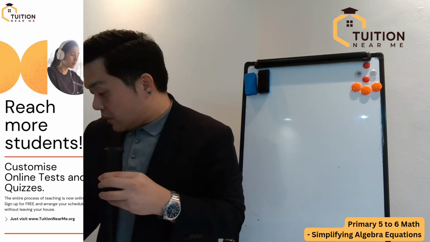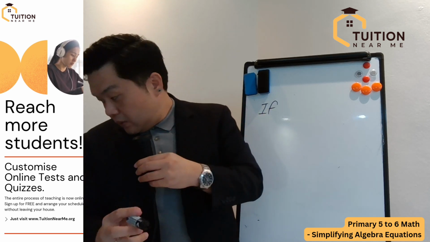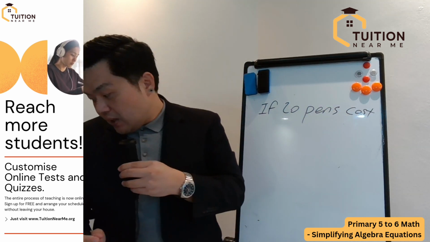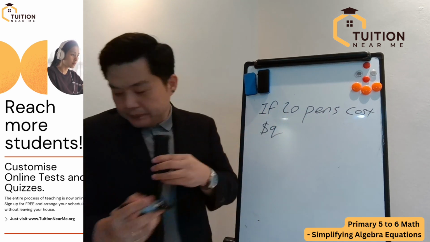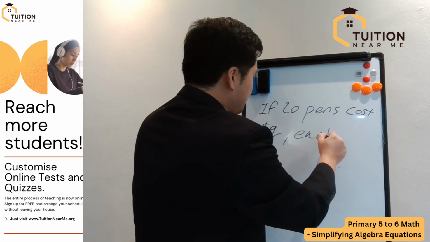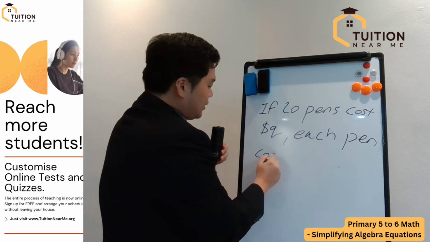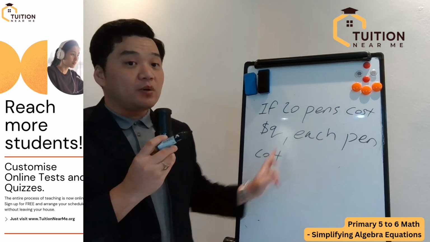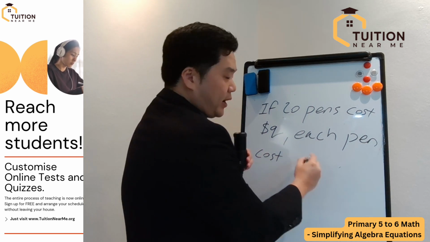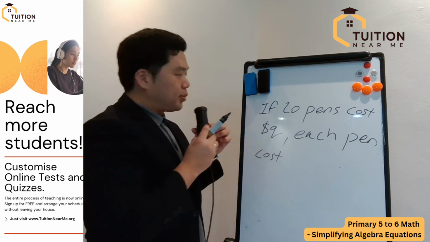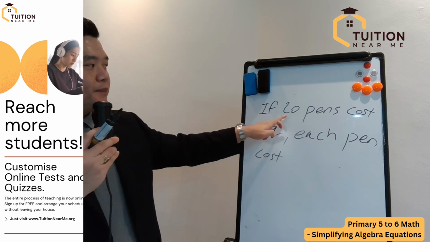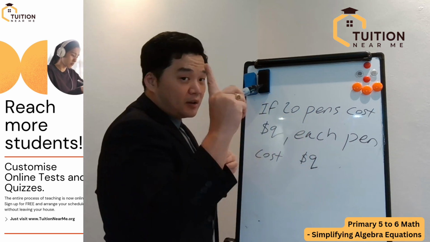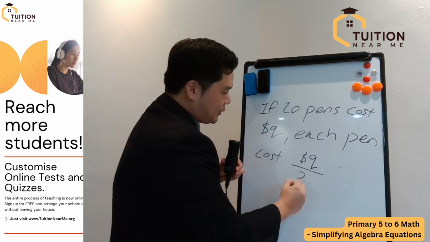Now, let's do this. If 20 pens cost Q dollars, how much would each pen cost? If 20 pens cost Q dollars, how much would each pen cost? Q dollars is the total amount of cost price in order to buy 20 pens. So what you need to do is, the answer is Q dollars. Each pen will cost Q dollars divided by 20 units of pen.